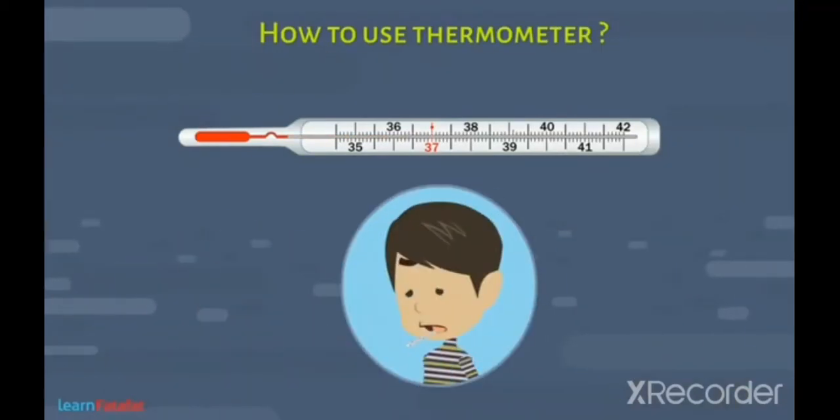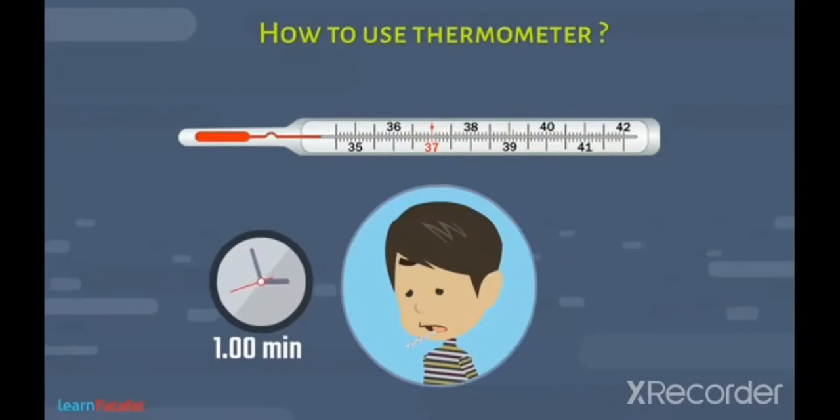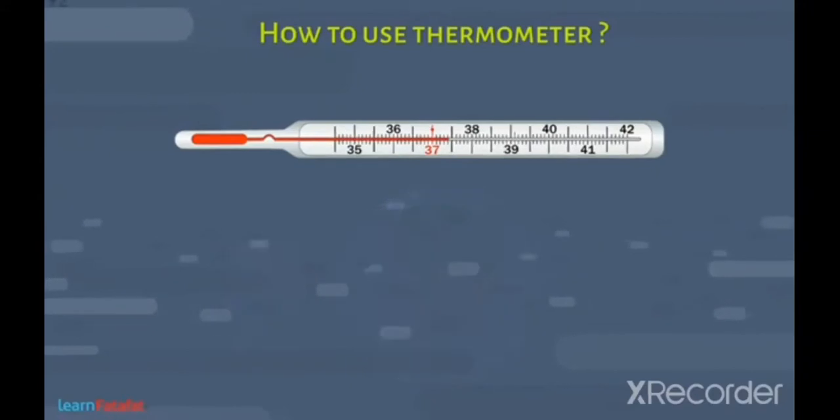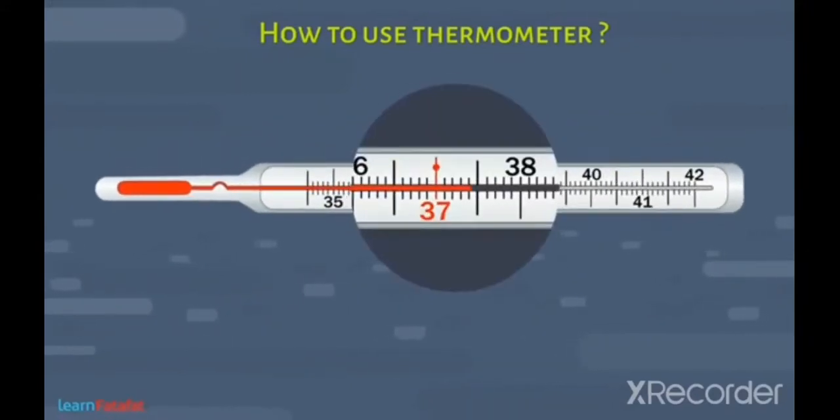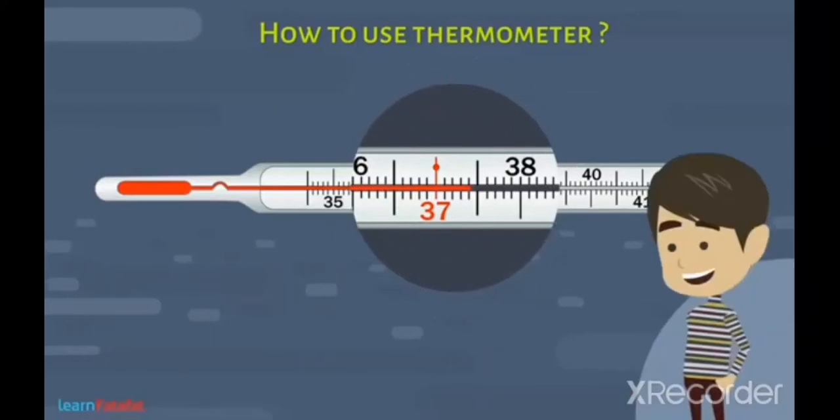Now, place the bulb of the thermometer under your tongue. Keep it as it is for 1 minute and let the mercury expand in the tube. Now, take the thermometer out and find out the reading shown by the mercury. Just now you have identified your body temperature. Here is a sample value which is showing 37 degrees Celsius and 0.4 degrees Celsius, that is 37.4 degrees Celsius.